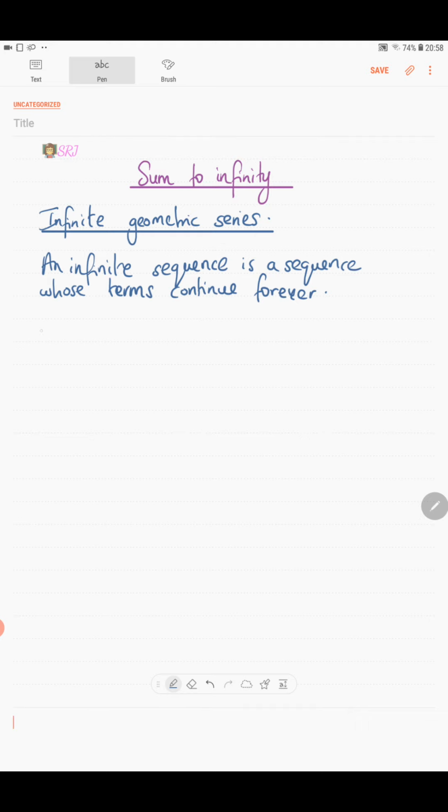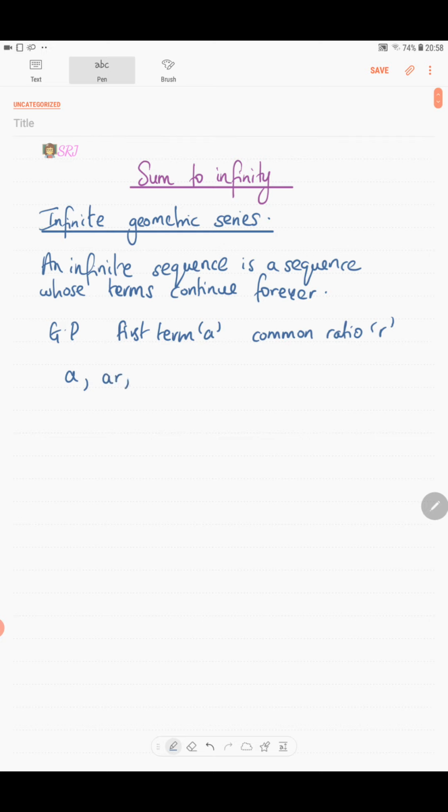Now let's take a geometric progression with first term a and common ratio r. So the sequence will be like this: a, ar, ar squared, ar cubed. It continues like this. There is no n. There is no last term. So this is an infinite sequence.